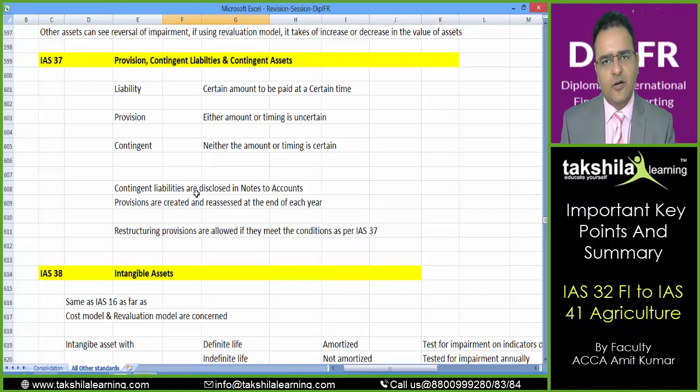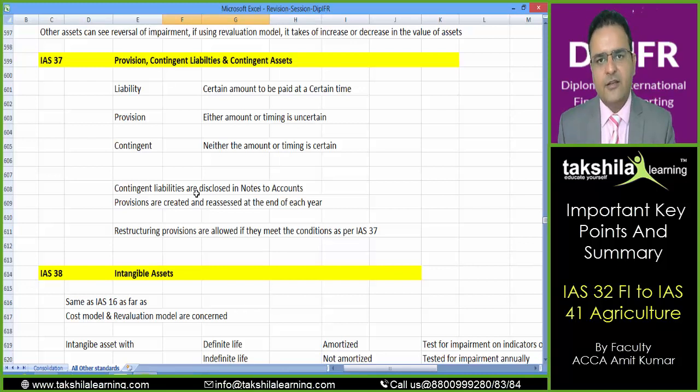Contingent is something where you are not aware how much you will be paying and when you will be paying. It is an event which will result in an uncertain time or uncertain amount, depending on court orders. So you disclose the impact of it as part of notes to accounts, because you don't have any value which you can estimate as of today.